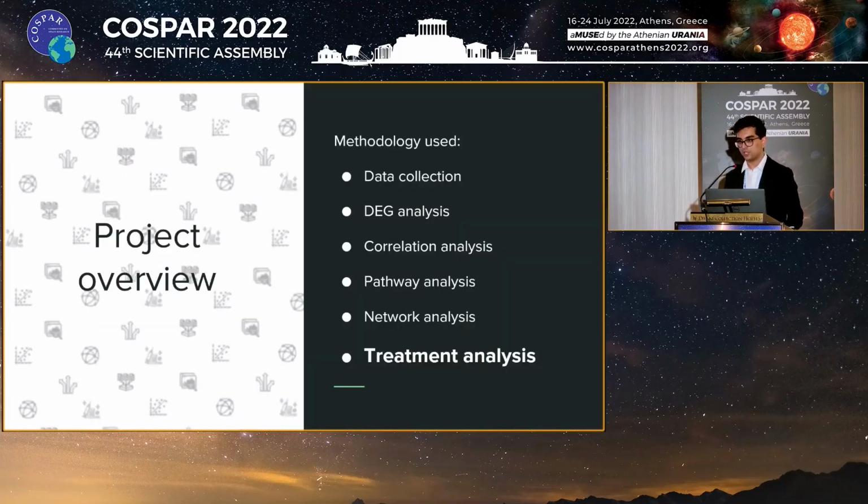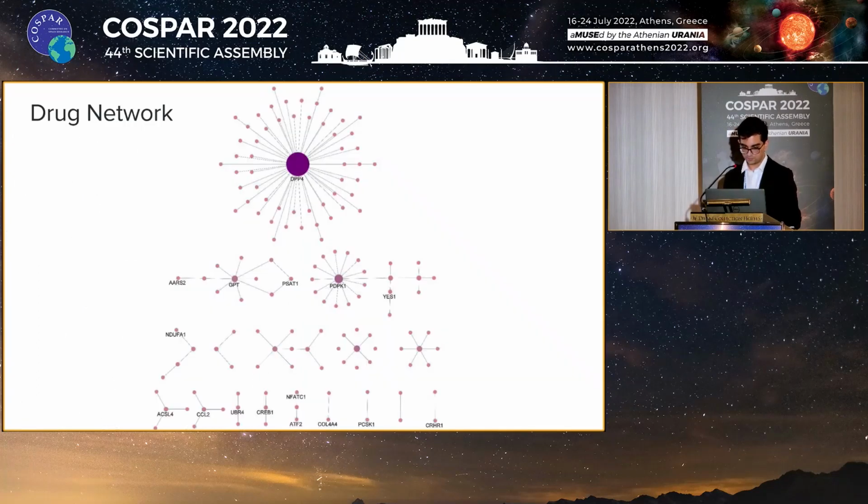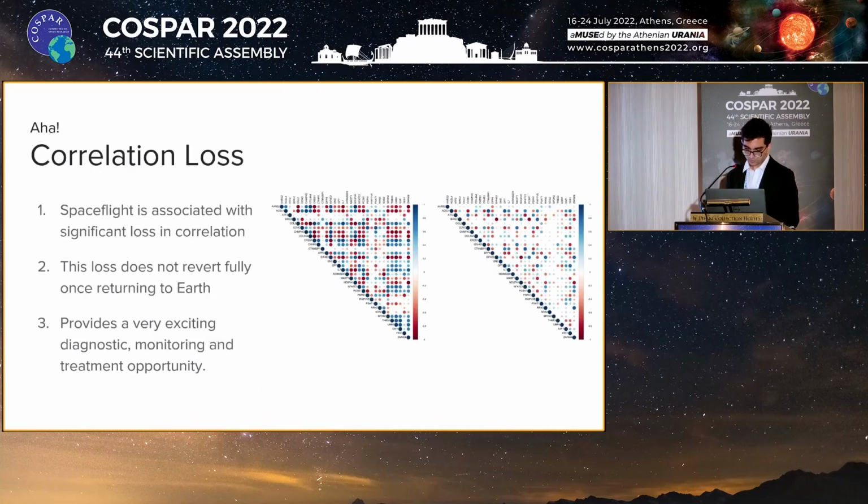And so when you do a treatment analysis, which is the logical next step, you come up with these available drugs for these genes. Some of these genes are missing here, but you can see that there are quite a few drugs that actually do relate to these genes, DPP4 especially. And all of these provide possible treatment opportunities because all of these drugs are currently FDA approved.